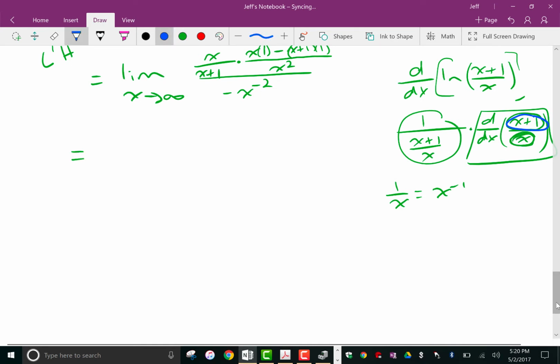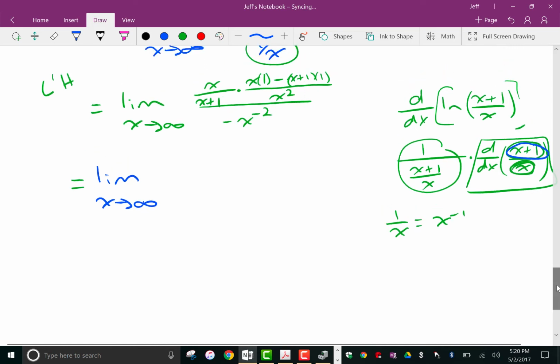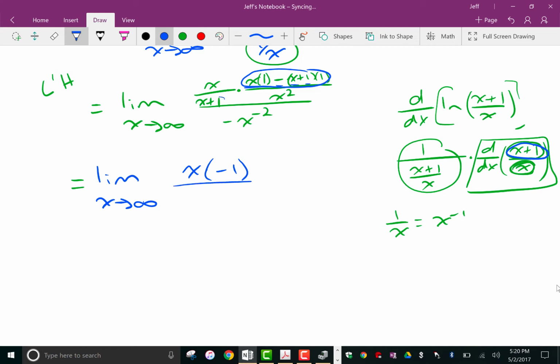This will be the limit as x approaches infinity of, let's get a clear look at this. I think that in the top there, I've got x multiplied by (x minus 1) minus 1. So this right here is x minus 1. And in the denominator, I have (x plus 1) times x squared. And then in the big denominator, I've got negative 1 over x squared. I think we did all that right.